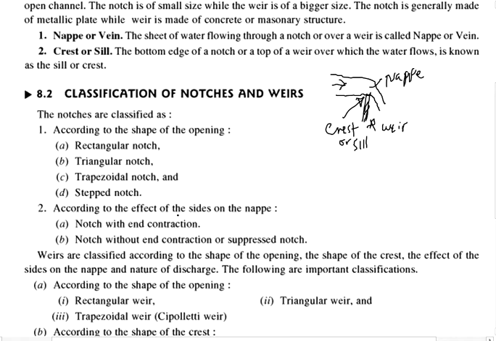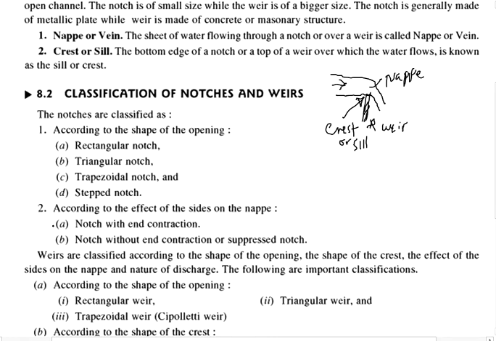And stepped notch: if the opening is stepped down, then we know that notch is called a stepped notch. We can also classify notches and weirs according to the effect of the sides on the nappe. If the notch has an end contraction, then we classify it on its own. A notch without end contraction, or suppressed notch, is another classification of a notch or a weir.